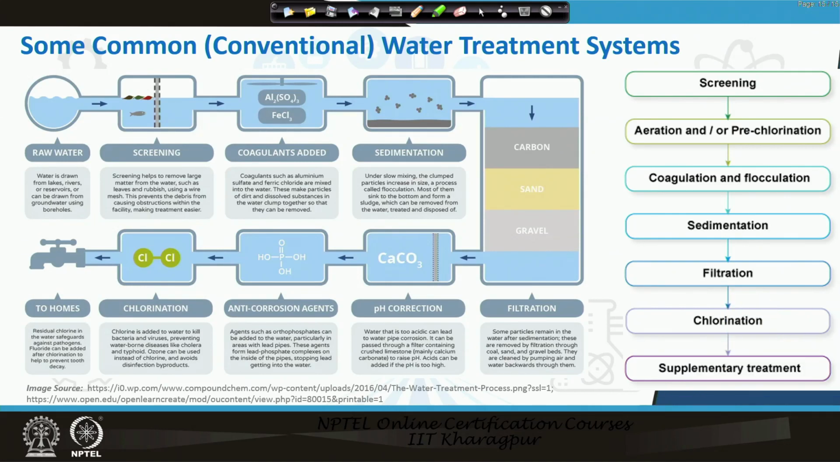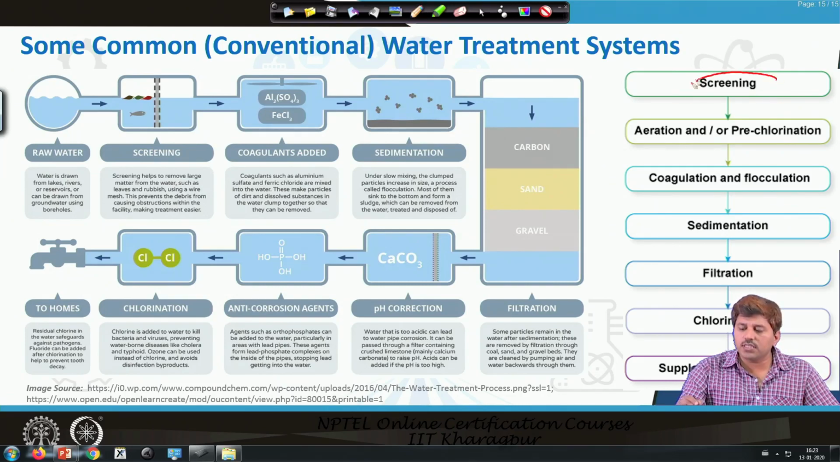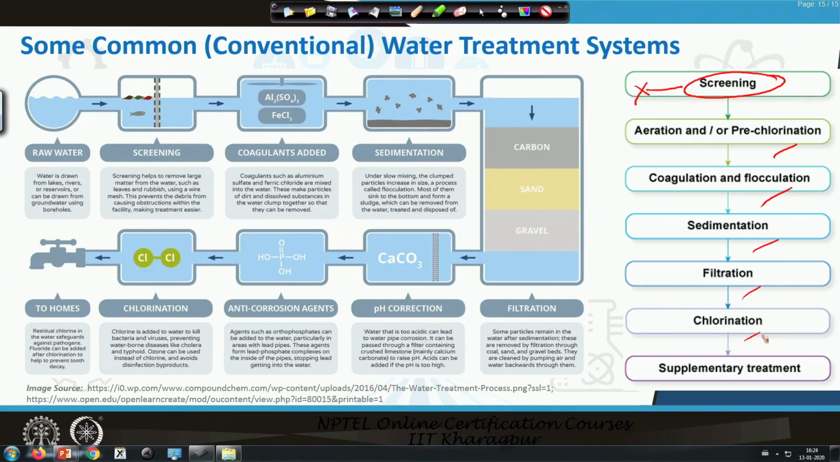And if you see some common conventional water treatment systems, generally screening can be there, though screening is usually done at the intake level. So, at the WTP level, water treatment plant level, we often do not see the screening. But then we may go for aeration or pre-chlorination, followed by coagulation, flocculation, followed by sedimentation, filtration, then chlorination. These kinds of steps may be taken.